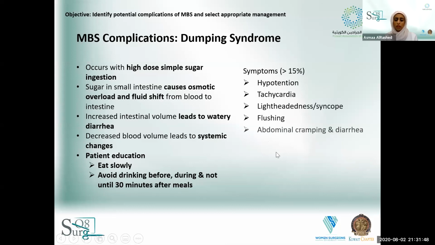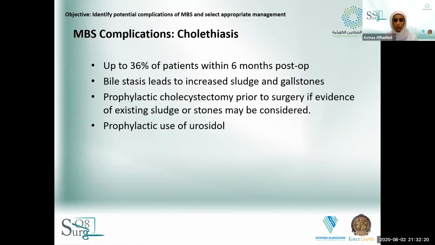Dumping syndrome is also one of the medically treated complications that can occur. It usually results from a high dose of simple sugar that could cause the symptoms. There are early and late dumping syndrome. 15% of the patients would have systemic changes, but most of the time, all you need to do is educate the patient very well in terms of what they eat, how they eat, and so forth. And you can avoid needing to reoperate, for example, to go back to normal anatomy and reverse the bypass to avoid dumping syndrome.